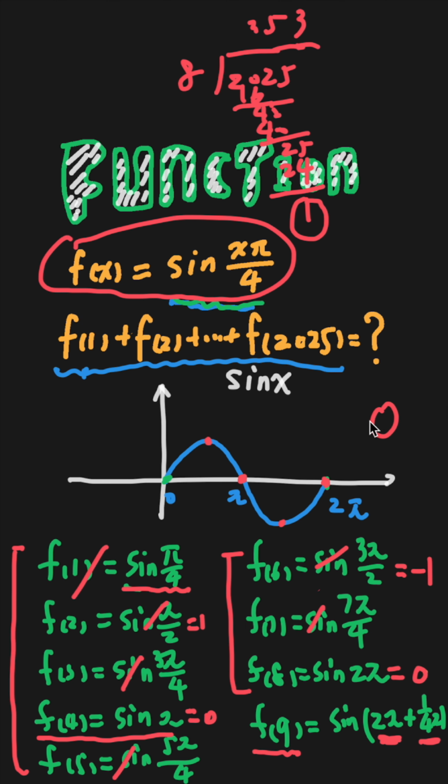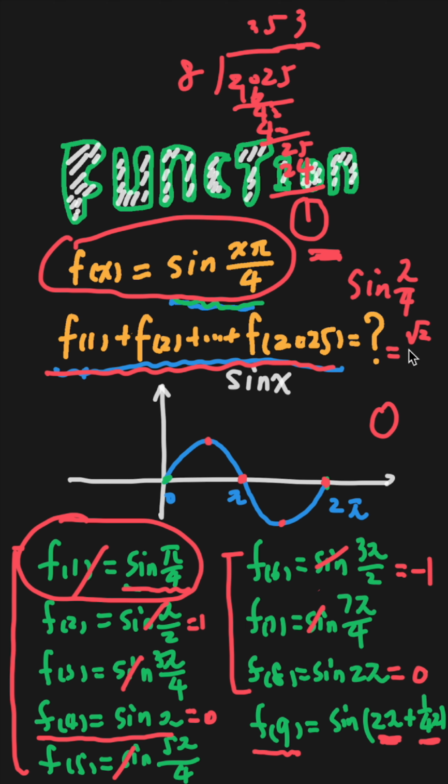So no matter how many times we repeat the pattern, the sum is going to be 0. Only the remainder matters, right? So we have 1 remainder over here, which means the final sum of this whole thing actually is equal to the only remainder there, the first element over here, which is equal to sine pi over 4, which actually is equal to square root of 2 over 2.